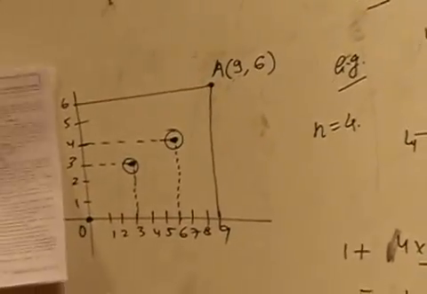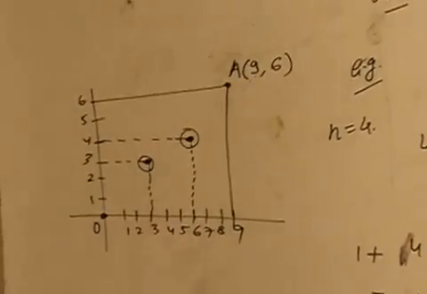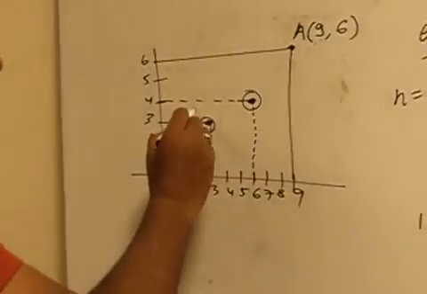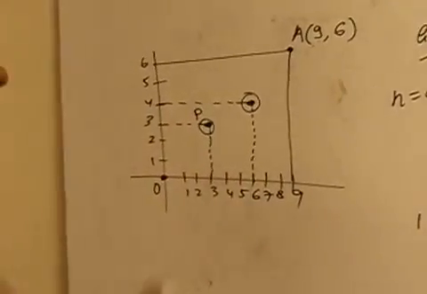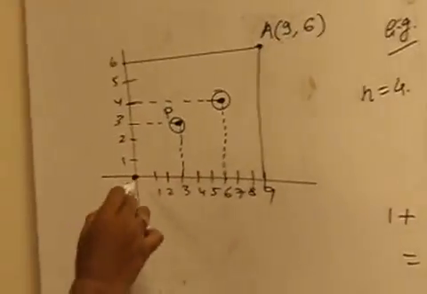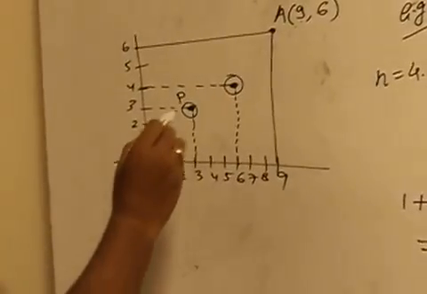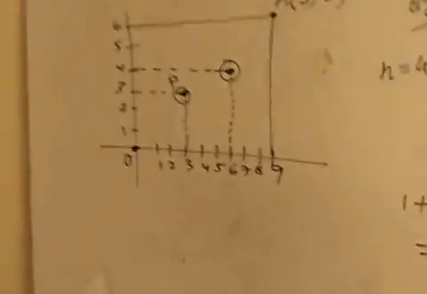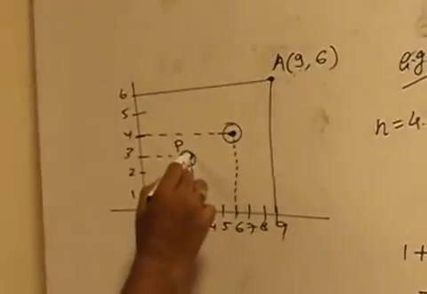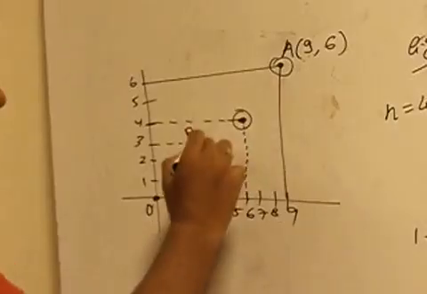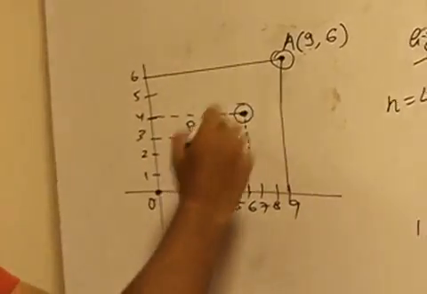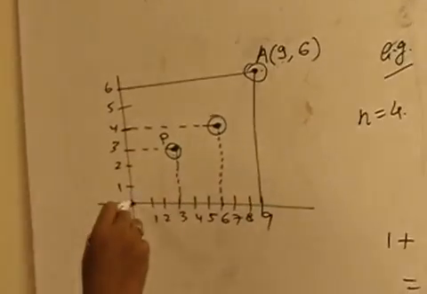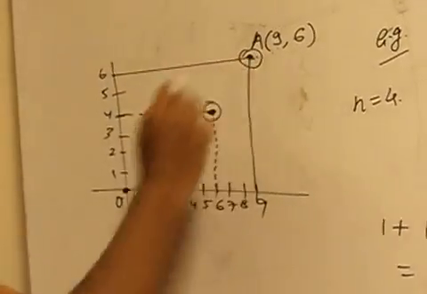So to find the number of ways, we will select one path which passes through this point P. We find in how many ways we can go from O to P. Then from P, we find the number of ways in which we can reach A. That will give the total number of ways to go from O to A via P.